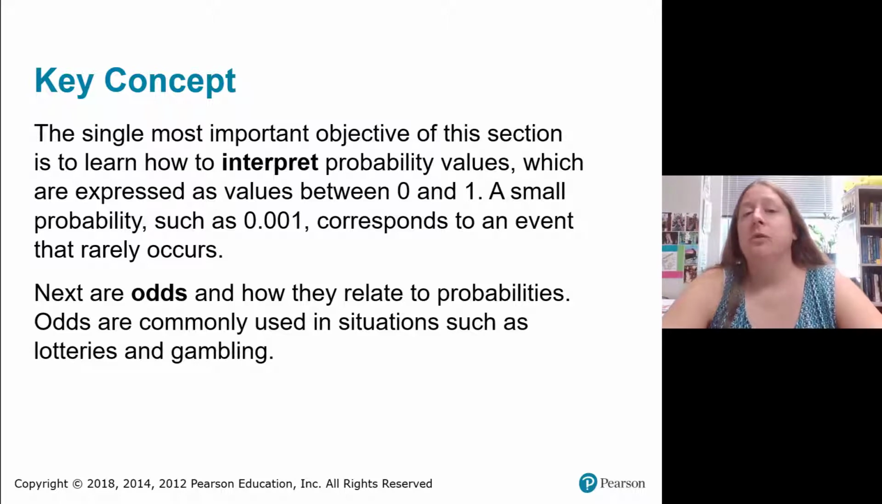So we want to walk away from this lesson being able to look at a probability value like 0.001 and interpret it as corresponding to an event that rarely occurs. Also, we want to know what odds are and how they relate to probabilities because they're really commonly used in things like lotteries and gambling.